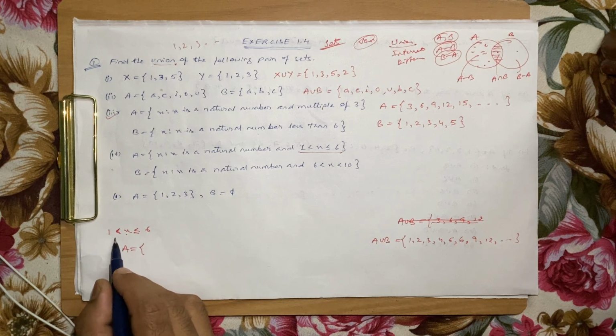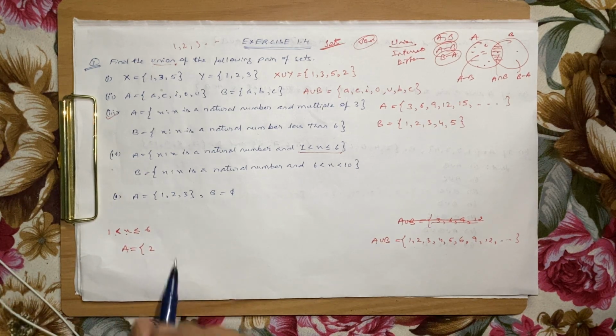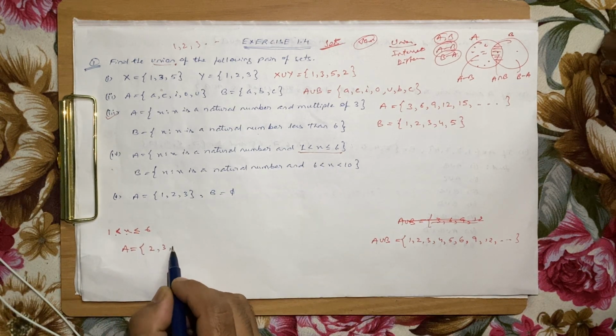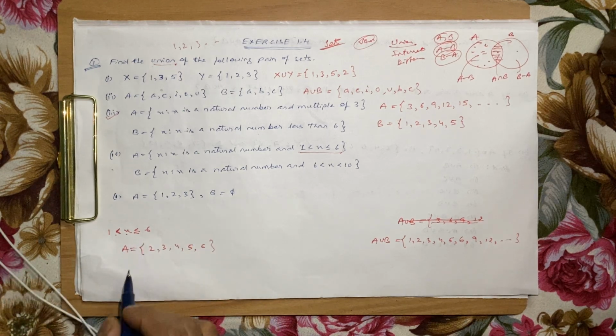I'll not include 1. See, there is no equal sign. So I'll include the number 2. Okay, 2 is a natural number and this condition is getting fulfilled. Then I can include 3, then 4, then 5 and 6 also, because 6 has an equal sign. So this is set A.